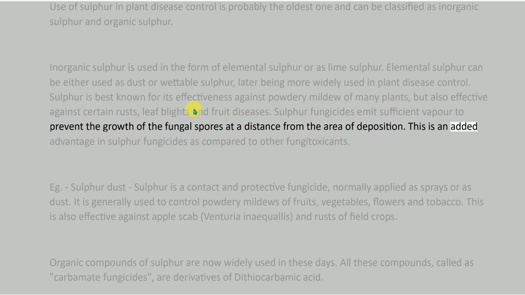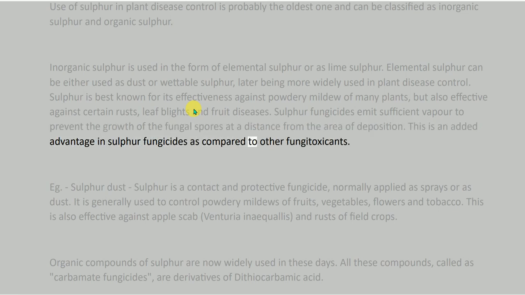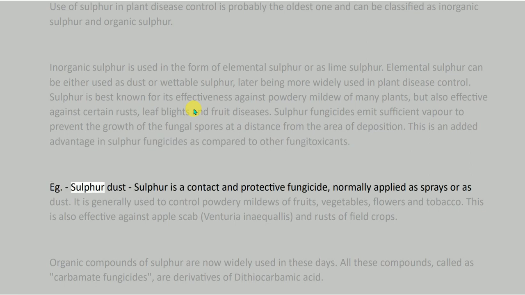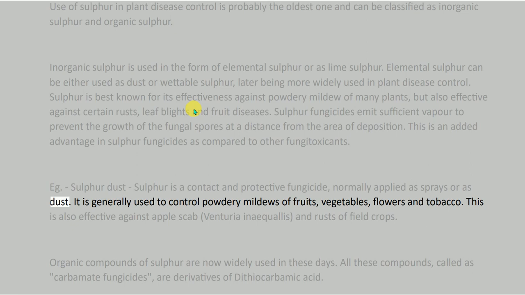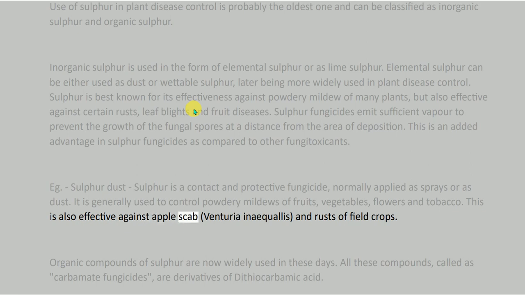This is an added advantage of sulfur fungicides as compared to other fungitoxicants, e.g., sulfur dust. Sulfur is a contact and protective fungicide, normally applied as sprays or as dust. It is generally used to control powdery mildews of fruits, vegetables, flowers and tobacco. It is also effective against apple scab, Venturia inaequalis, and rusts of field crops. Organic compounds of sulfur are now widely used these days.